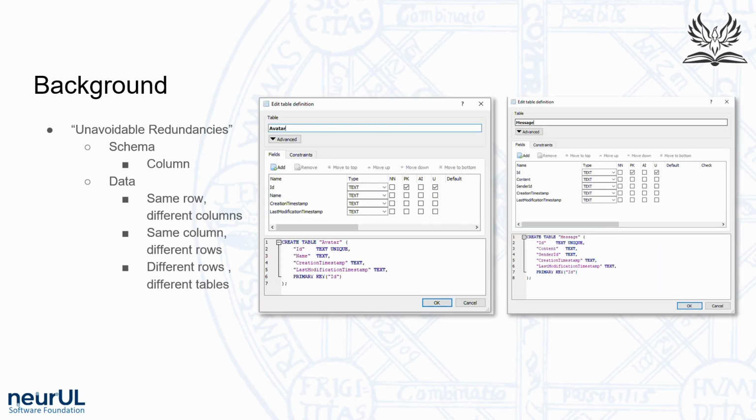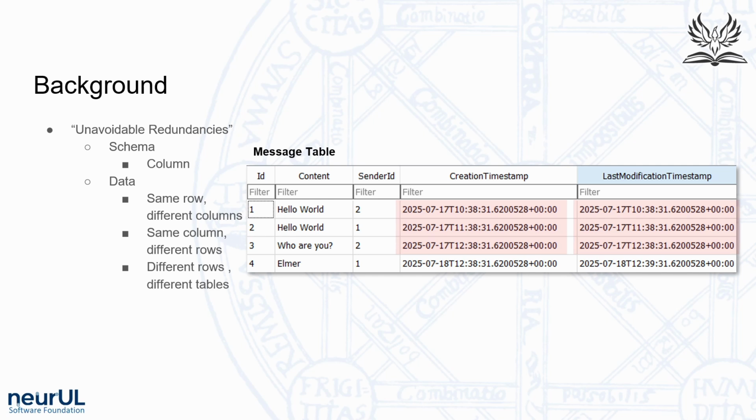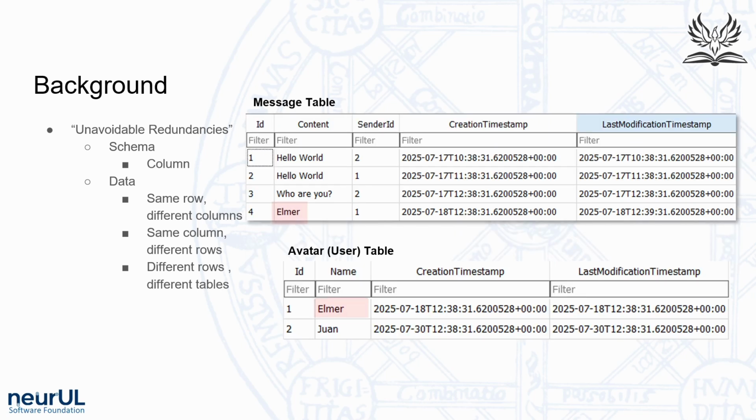Despite its effectiveness and utility since it was introduced more than half a century ago, unavoidable redundancies have still been observed. For example, at the schema level, we can observe redundancies in the column definitions, namely the creation timestamp and the last modification timestamp, which are repeatedly defined in both the avatar and message tables. At the data level, redundancies appear in the same individual rows but in different columns, in the same column but in different rows, and in different rows in different tables.